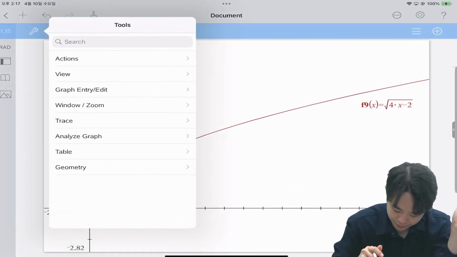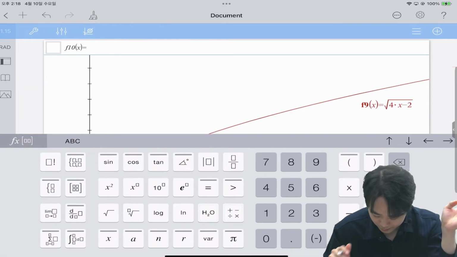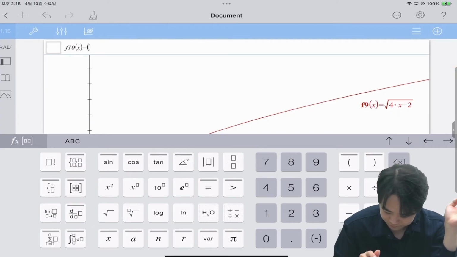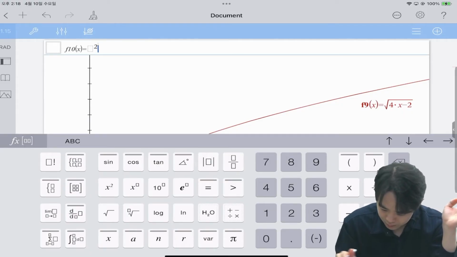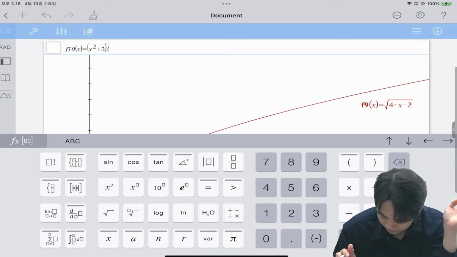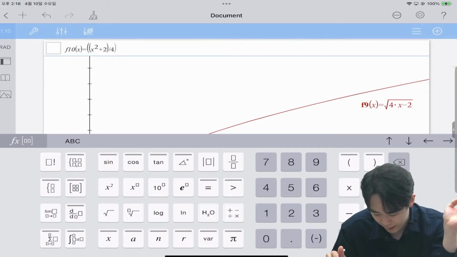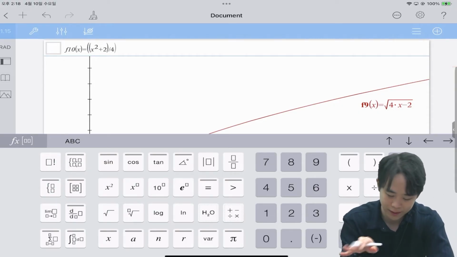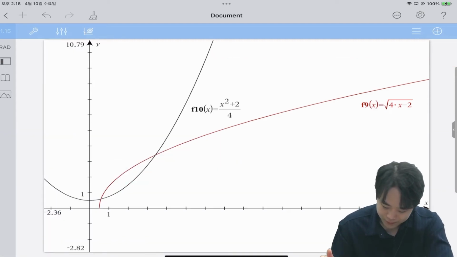Then we could add in another graph. Graph entry, function, and we had x squared plus 2, all over 4. And I think you should keep brackets here. So we're not dividing just the 2 by 4, we're dividing the entire x squared plus 2 over 4. So this is the graph we get.